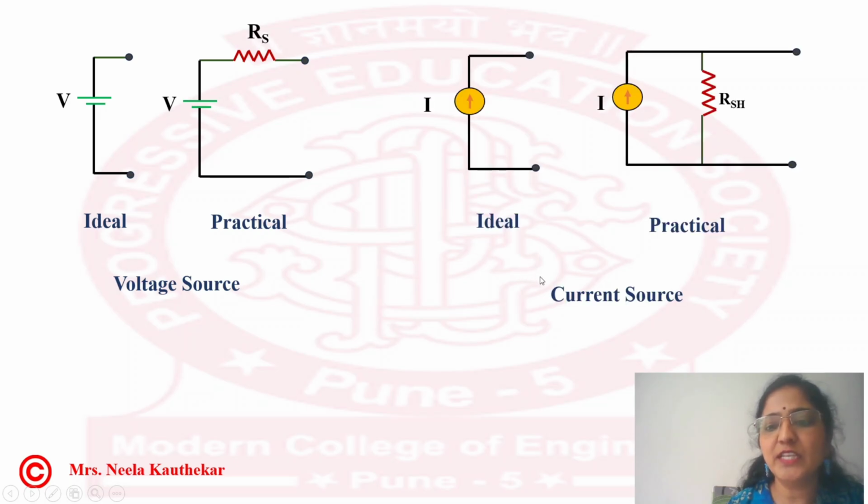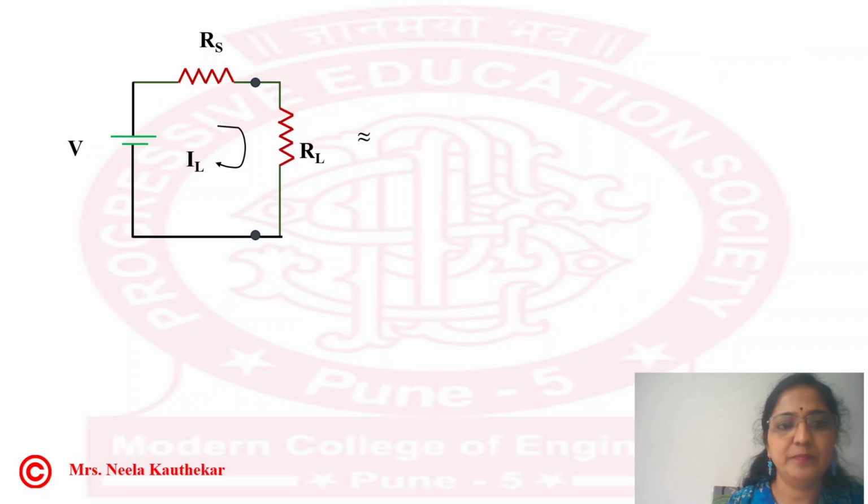Similarly, another source is the current source. Ideally, we consider that the current source does not have internal resistance, but it does have internal resistance, which is in shunt or parallel with the current source. We denote it by RSH. So we have these two sources, voltage source and current source, and we are going to transform either voltage source to current source or current source to voltage source depending upon the requirement. So how we have to transform, we will see.